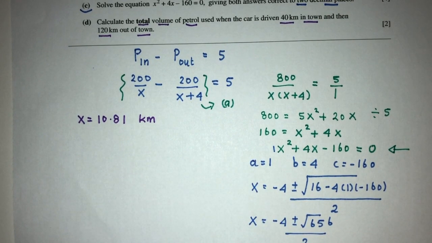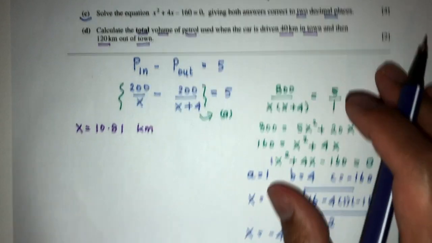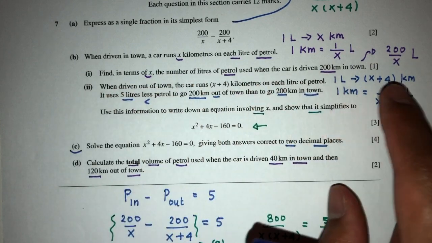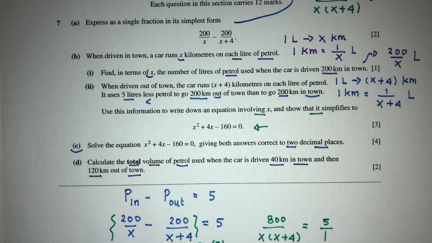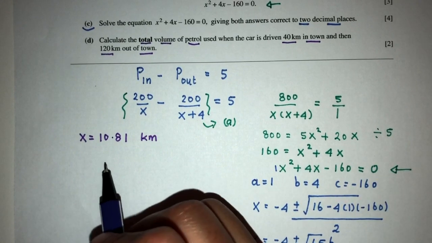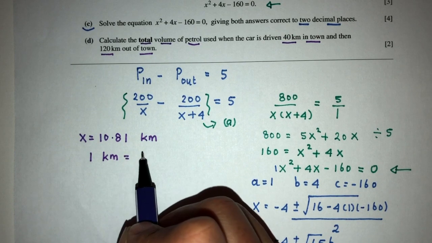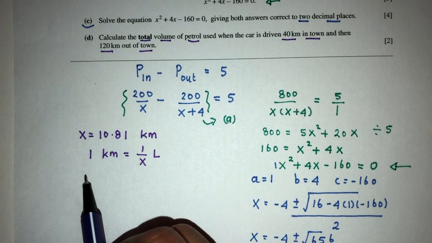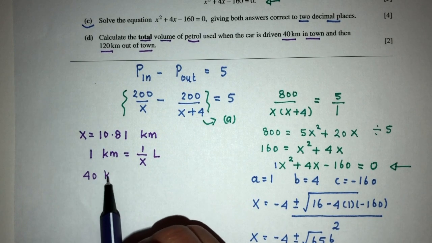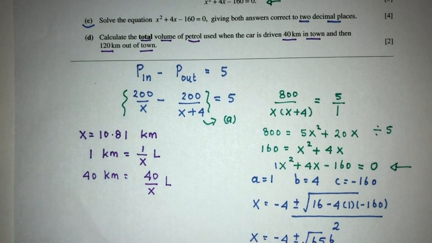Now we have to find the volume used when the car is driven 40 km in town. So in town we have to use this part here, this information. So in town, 1 km is 1 over x liters. So if you want to drive 40 km in town, that will be 40 over x liters. That will be in town.